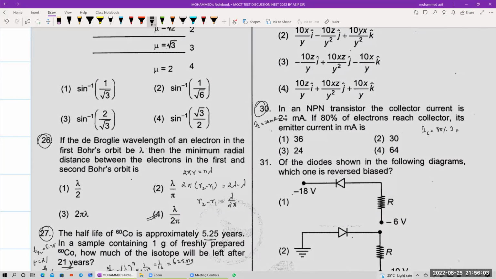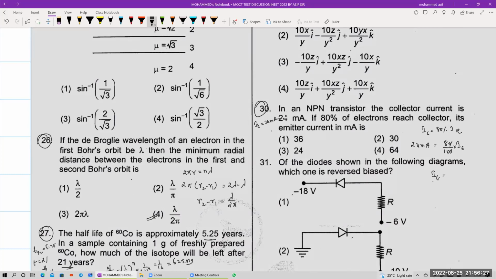80% of electrons reach the collector. Its emitter current, and this is the emitter. The collector current is given as how much? 24 milliamperes. So 24 milliamperes will be equal to 80% divided by 100, into the current of your emitter. So we need to calculate the current through the emitter.